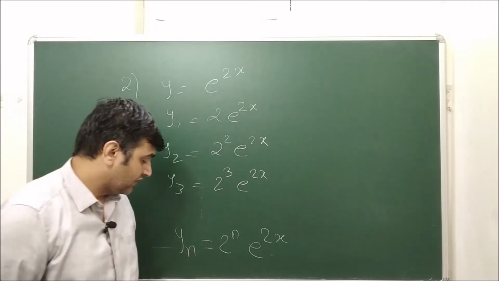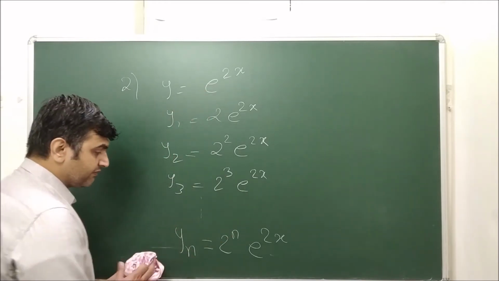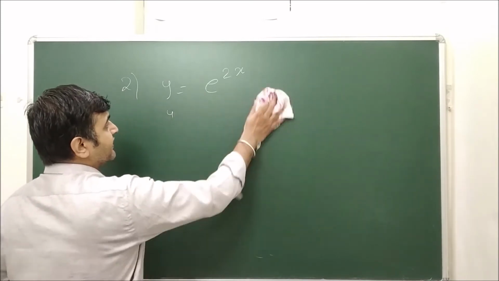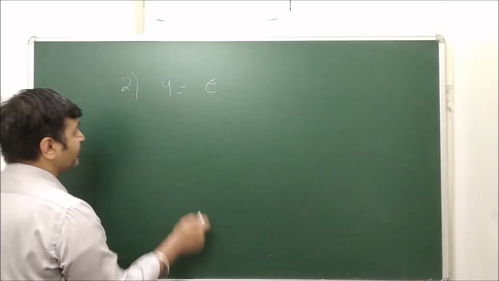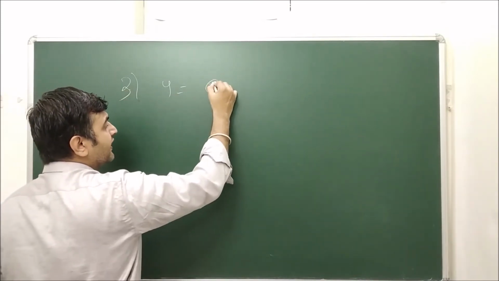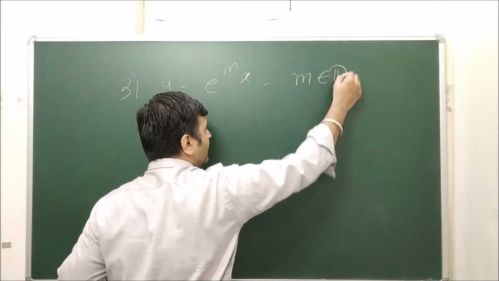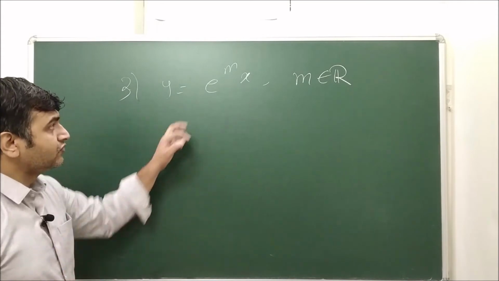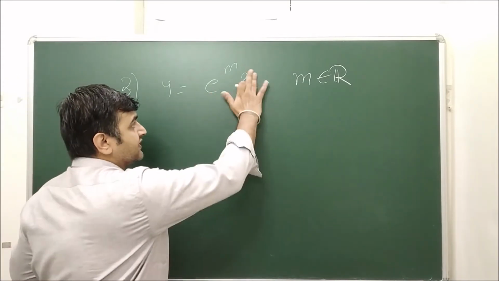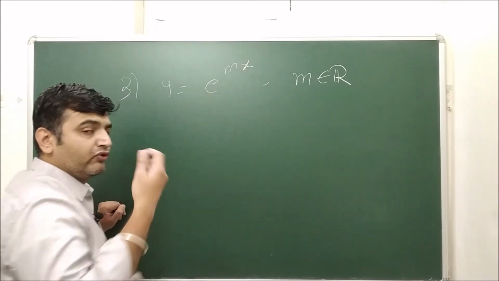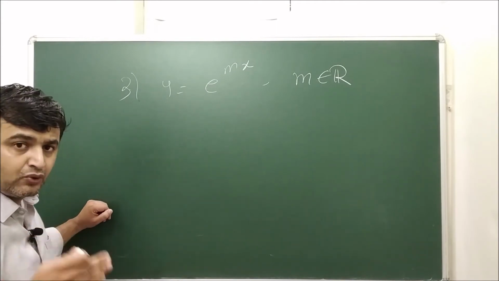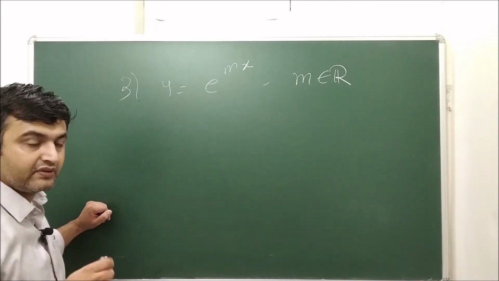Where the function will not involve some specific number. You may have any arbitrary thing. If I modify this example for understanding purpose, if I write e raised to mx, where m is any real number, so this is the function e raised to mx. Earlier it was e raised to 2x, my m was 2. So if I replace my 2 by m, then what will I get?